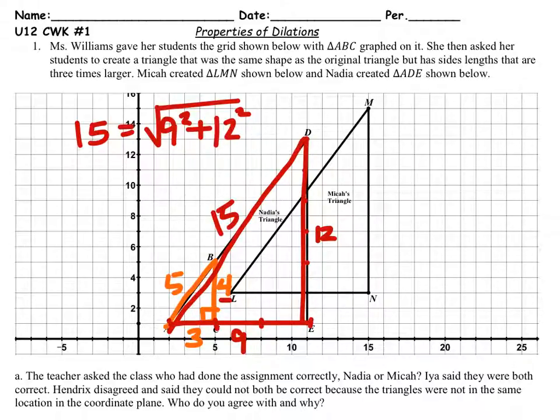What about old Micah? How far is it from L to N? 9. M to N? 12. And once again, if we use the Pythagorean theorem right here, it would show a length of 15 for the side length LM. So it appears that Micah has also done this correctly. And some of you guys noticed that it is just taking Nadia's and moving it to the right 4 and then up 2. Or taking Micah's and moving it down 2 to the left 2.